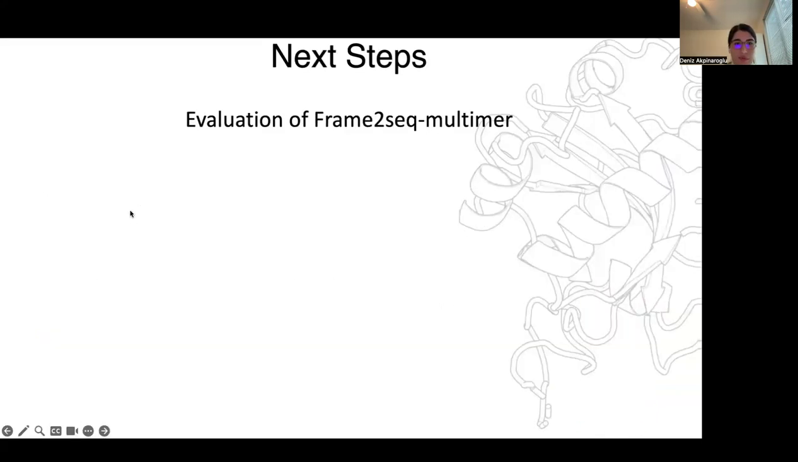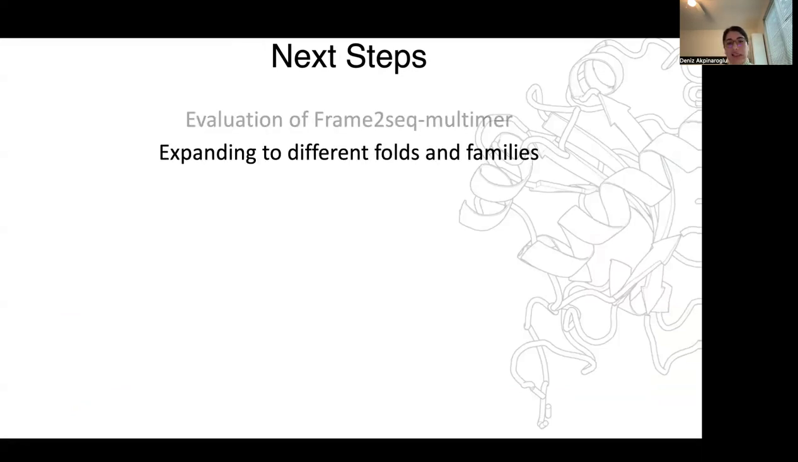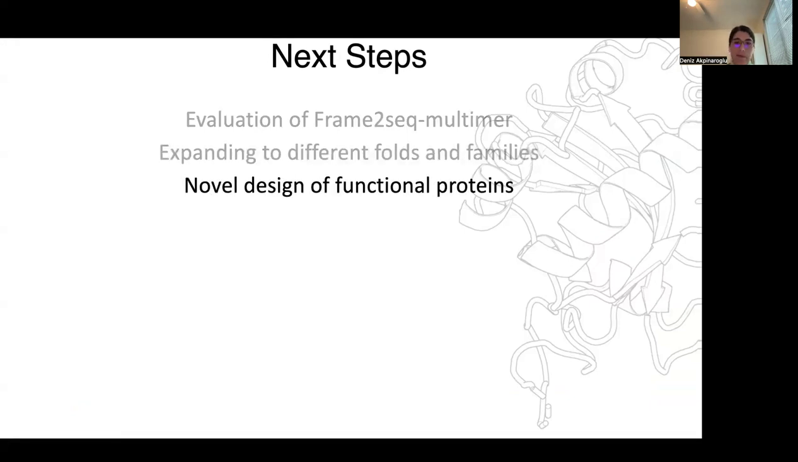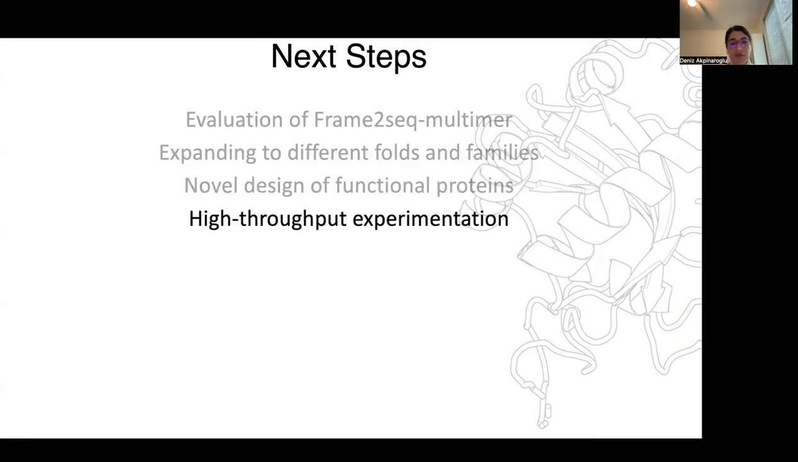And so some next steps include evaluation of a Frame2seq multimer model. As I've mentioned, this model is single chain, and expanding to different folds and families. I've also somewhat mentioned this, but finding where to design novel proteins where they also have other very interesting or biologically meaningful functions, and higher throughput experimentation in general.